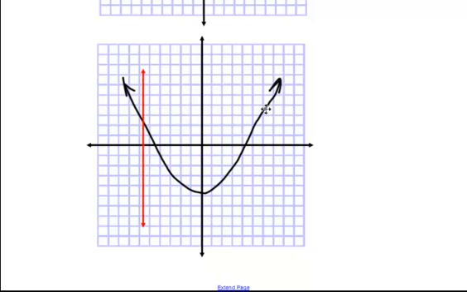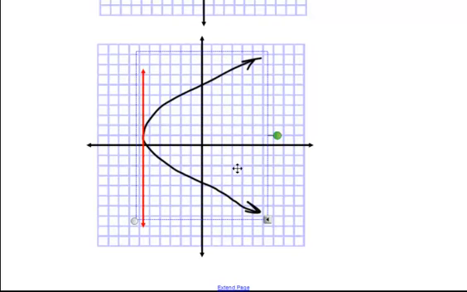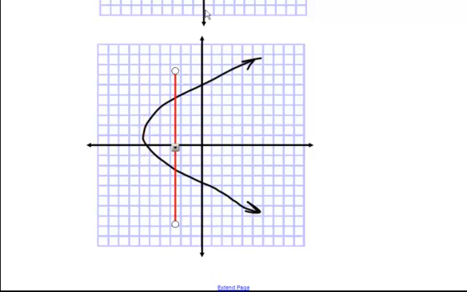But look what happens if I turn this. Now my relationship goes that way. Notice here I'm crossing and here I'm crossing. That suddenly makes it not a function.